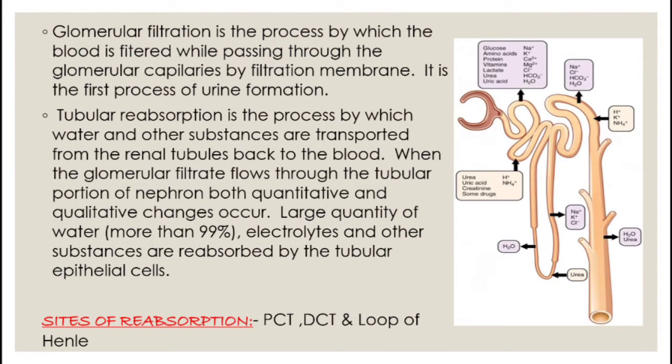Glomerular filtration is a process by which the blood is filtered while passing through the glomerular capillaries by the filtration membrane. It is the first process of urine formation.